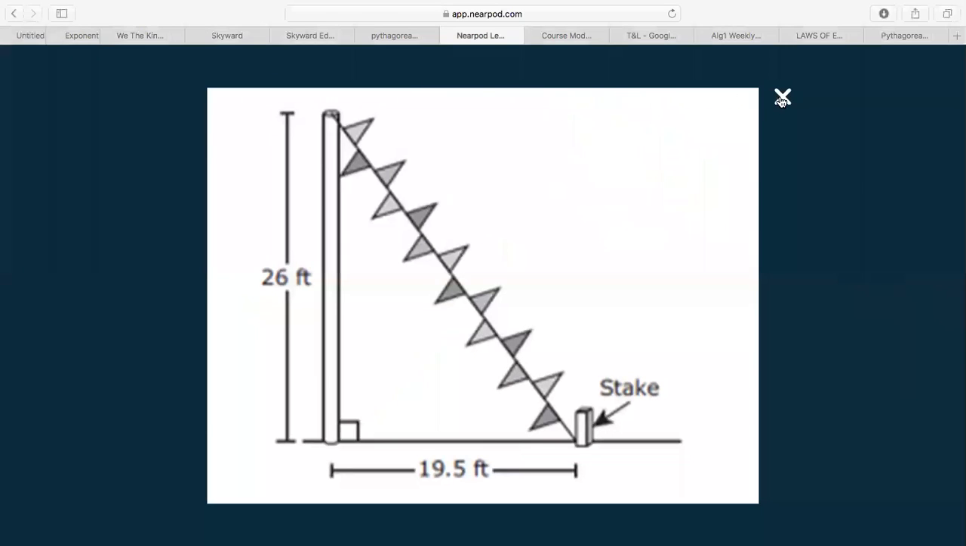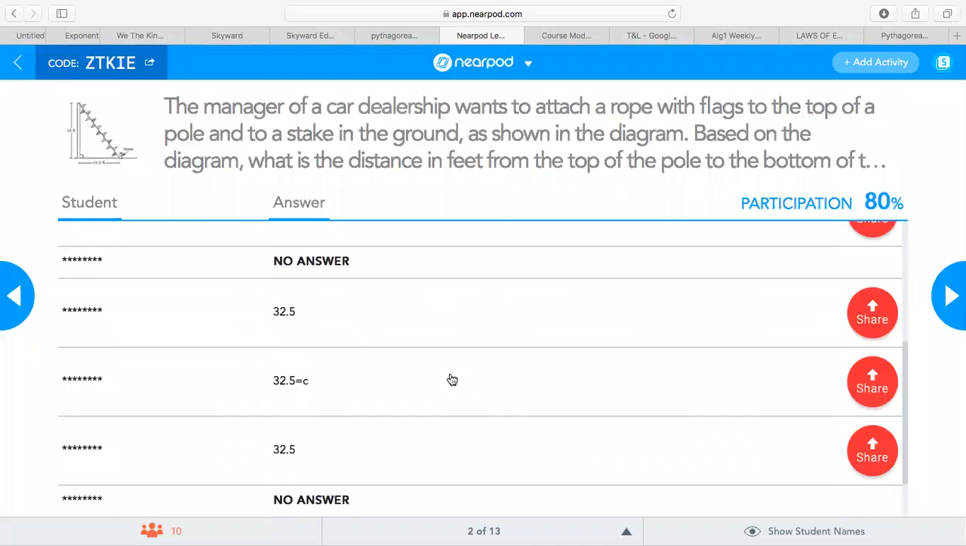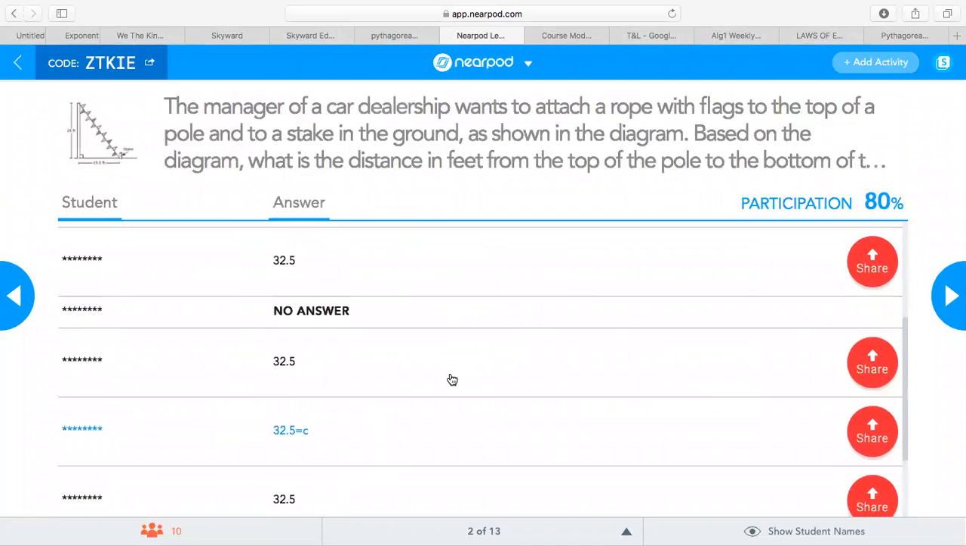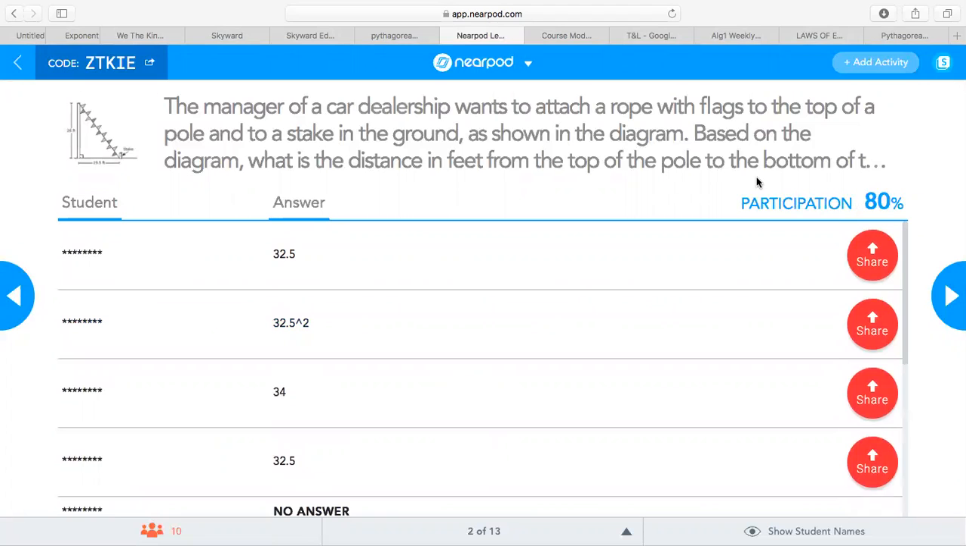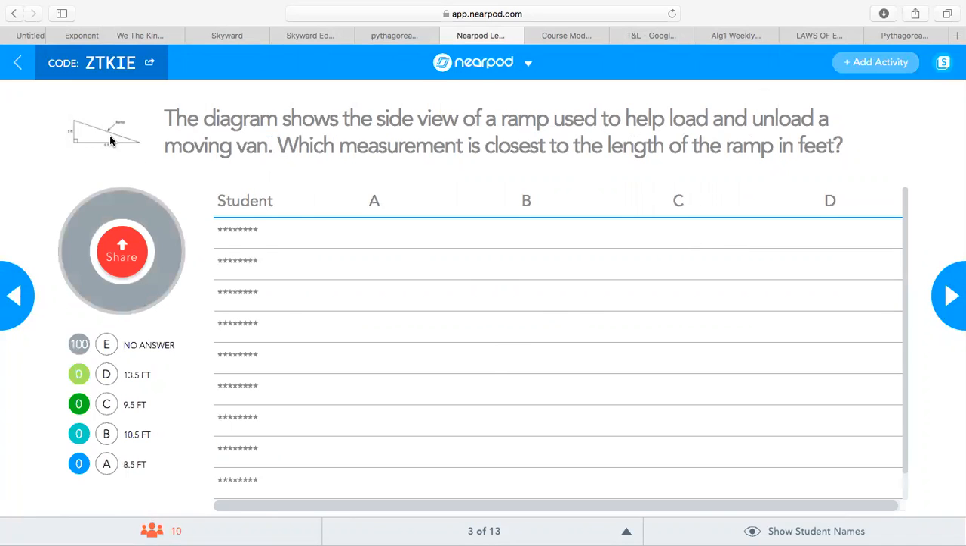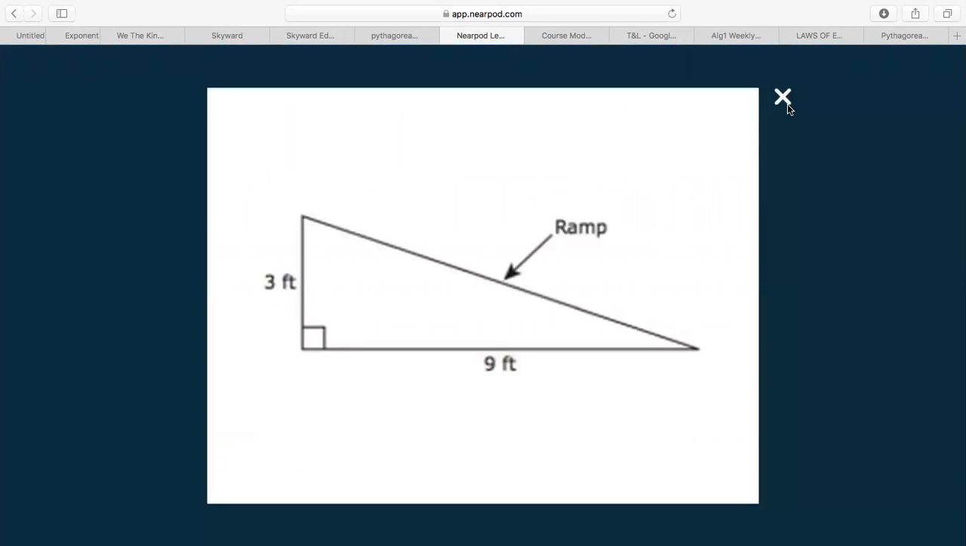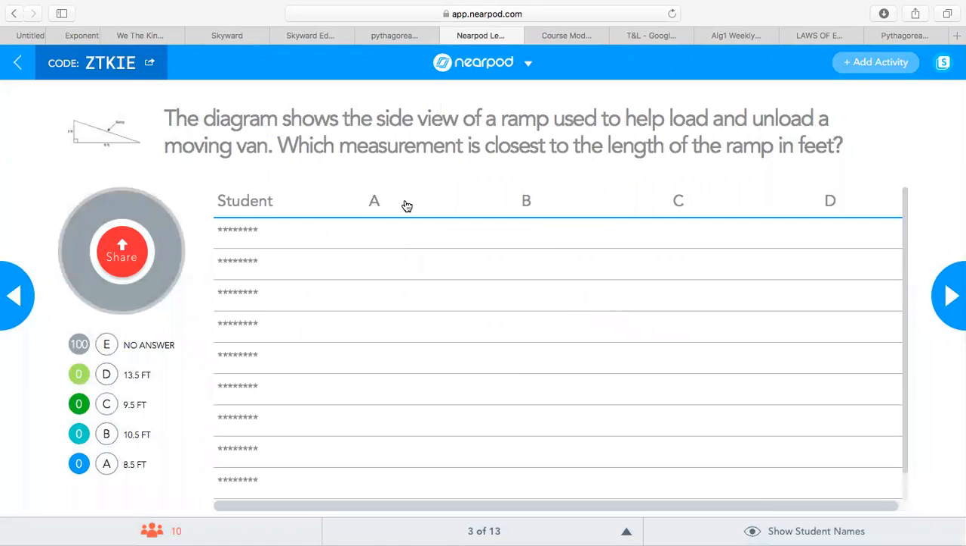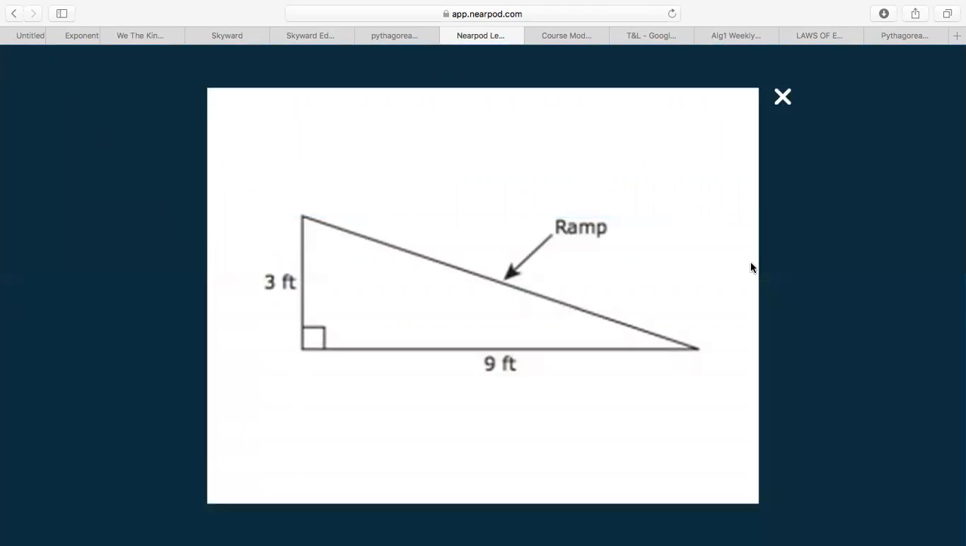Looks like most people who answered did answer correctly. Good job. All right, let's try another star question. What I'm trying to do is get your confidence up. So the diagram shows the view of a ramp used to help load and unload a moving van. Which measurement is closest to the length of the ramp in feet?